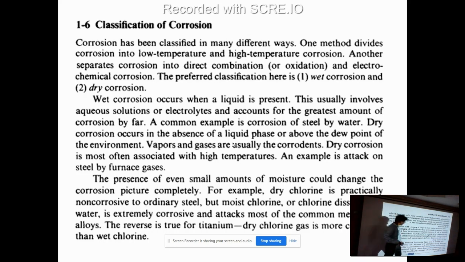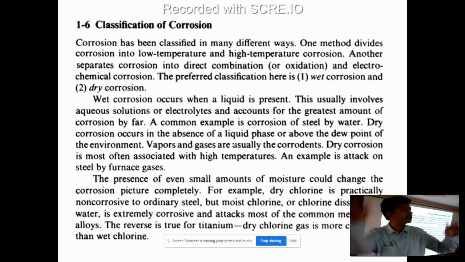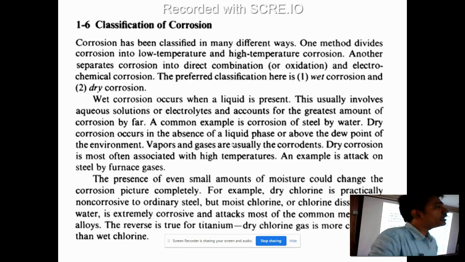And for titanium, that is a reverse case. For titanium metal, dry chlorine is highly corrosive rather than wet chlorine. Reverse case: dry chlorine gas is more corrosive for titanium metal. So we have to be very careful in our industry, in our equipment and instruments, whether the material is made of titanium, magnesium, steel or iron. Accordingly, we have to design the other things, because in the environment we have to look at whether it is wet chlorine gas or dry chlorine gas, or whether any other factors are there. I have to see this clearly. Fine.